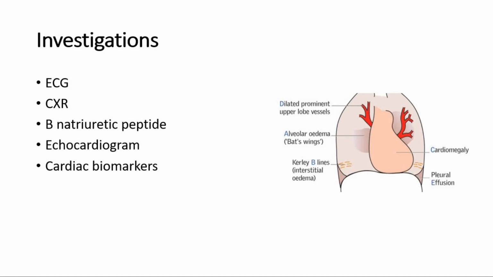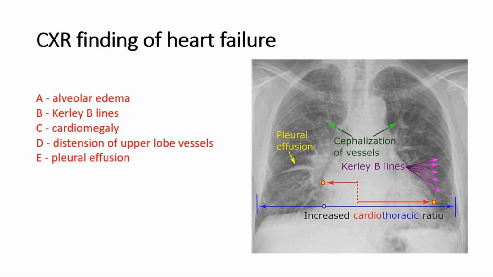B-type natriuretic peptide is expected to be high, which is a significant finding to confirm heart failure as well. Echocardiogram is the key investigation. It can be used to look for the cause, to look for any myocardial infarction or valvular defects, and it can also confirm the presence or absence of left ventricular dysfunction. Cardiac biomarkers can also be done to check whether there is any myocardial infarction. So this slide shows the chest X-ray of a heart failure characterized by the ABCDE.